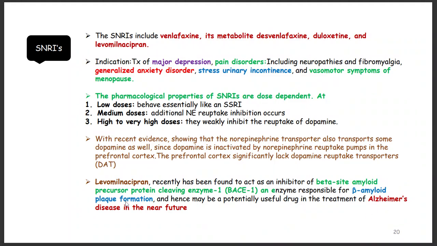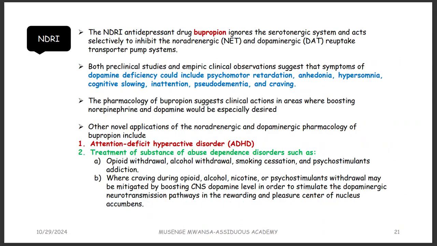Don't forget the levomilnacipran. You also have those which are going to prevent the reuptake of norepinephrine and dopamine. This is specifically bupropion, this guy. Remember what we said about bupropion? It was the only unicyclic antidepressant, and it is preventing the reuptake. It's the only guy preventing the reuptake of both norepinephrine and dopamine.